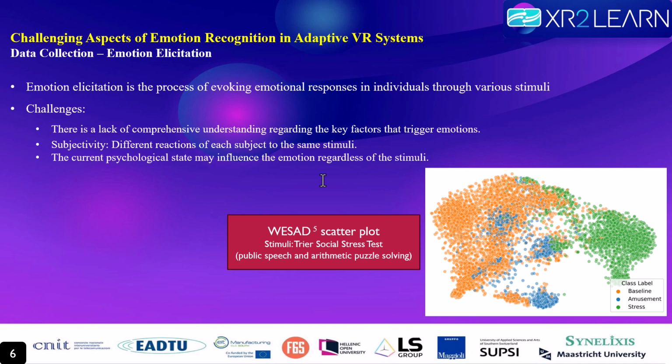Also, we have subjectivity, which is a different reaction of each subject to the same stimuli. The current psychological state may influence the emotion regardless of the stimuli. Here we can see the scatter plot of the WESAD dataset for 3 emotions in 3 colors, but as we can see, the emotions are integrated. The reason behind this fact is weak elicitation.